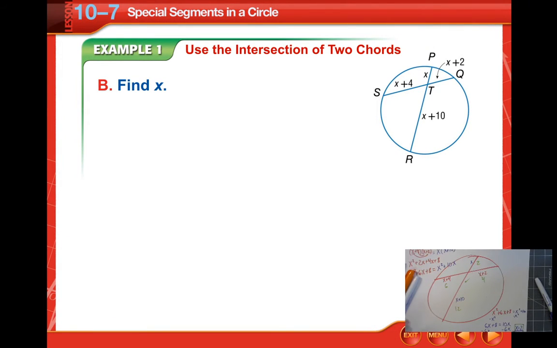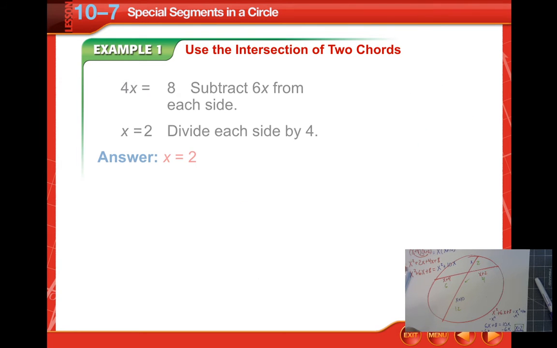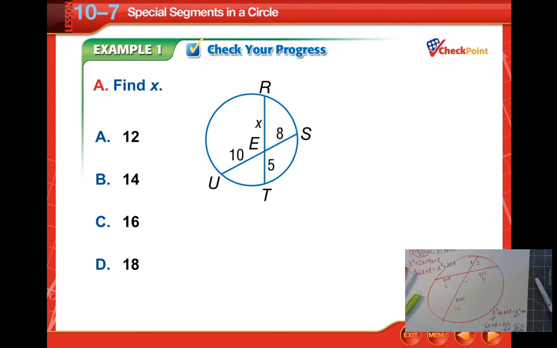It's the same basic idea, we just have algebraic expressions as well. Multiply those together, we get this. X equals 2. So try this one on your own, pause the video, give it a shot. What you need to do is multiply x and 5 and also 10 and 8. So you have 80 equals 5x. Divide 80 by 5 and you should get 16.